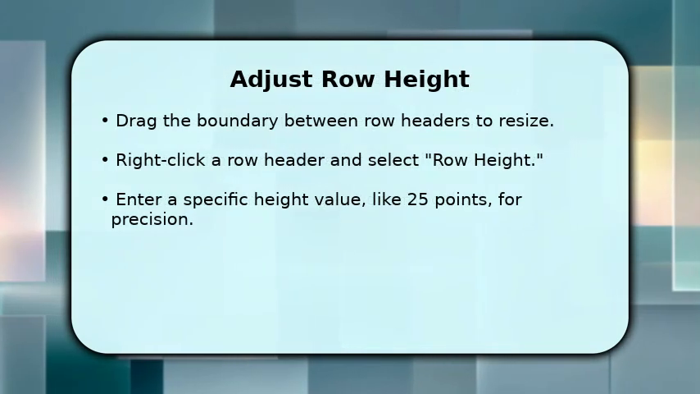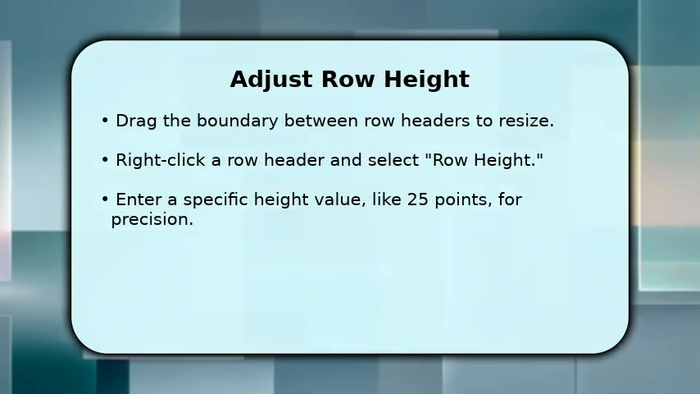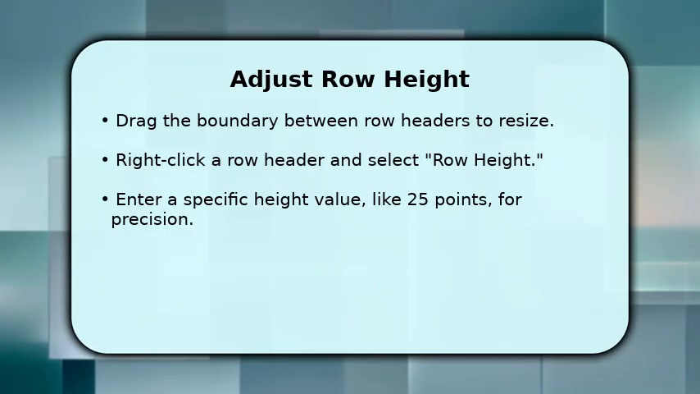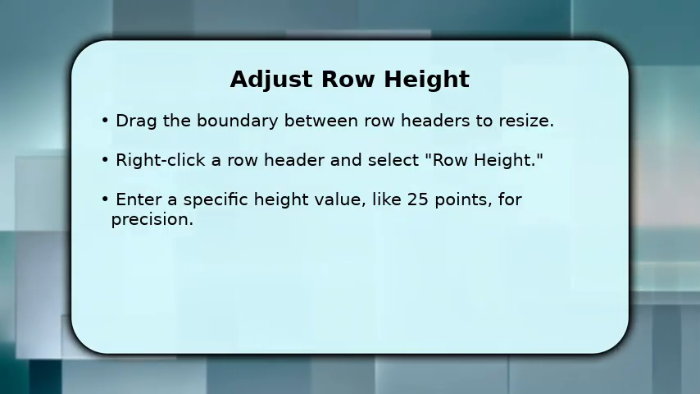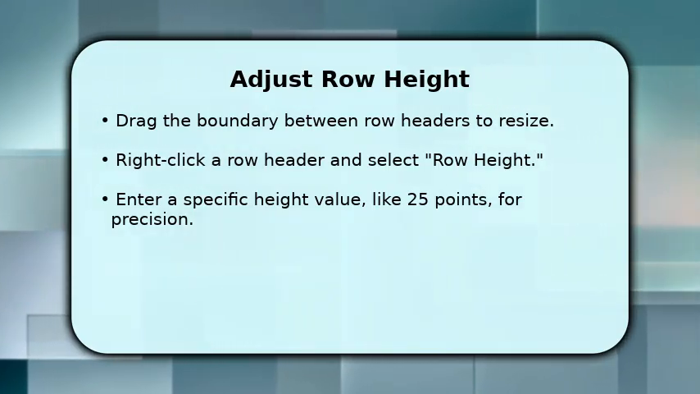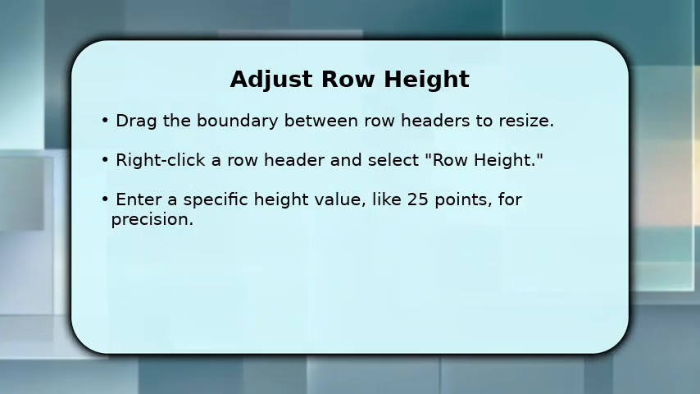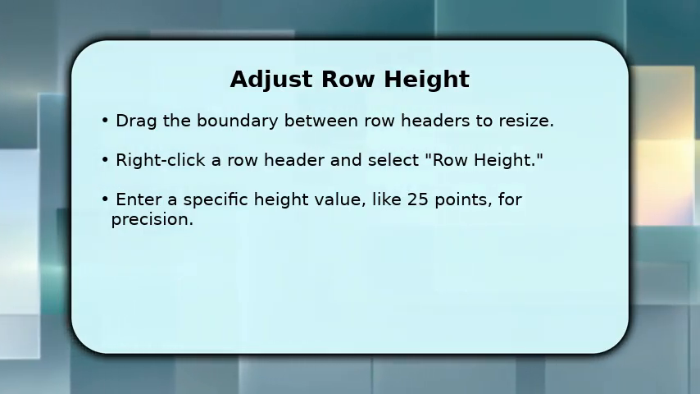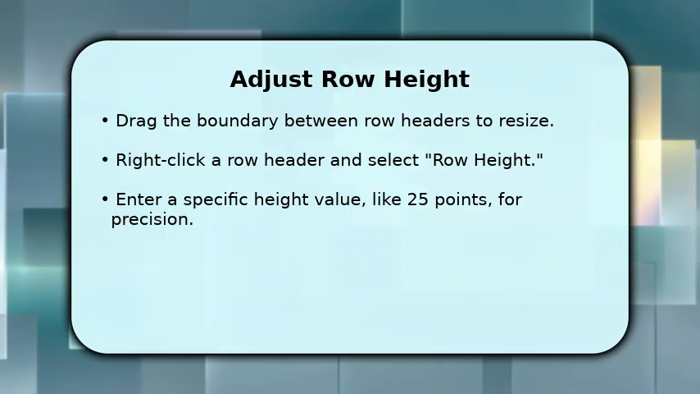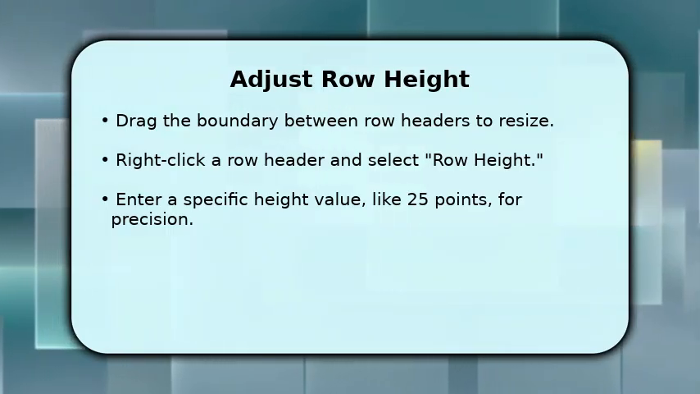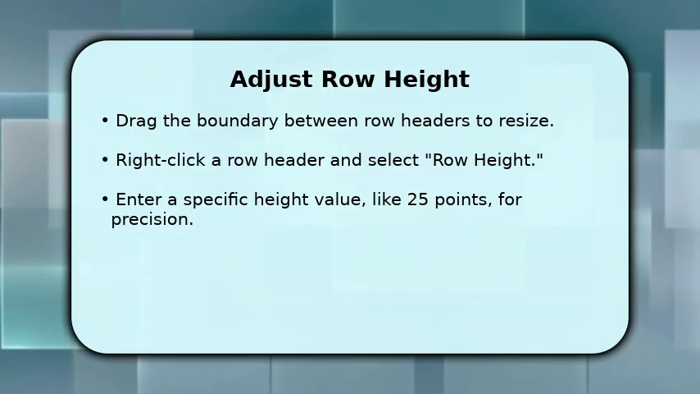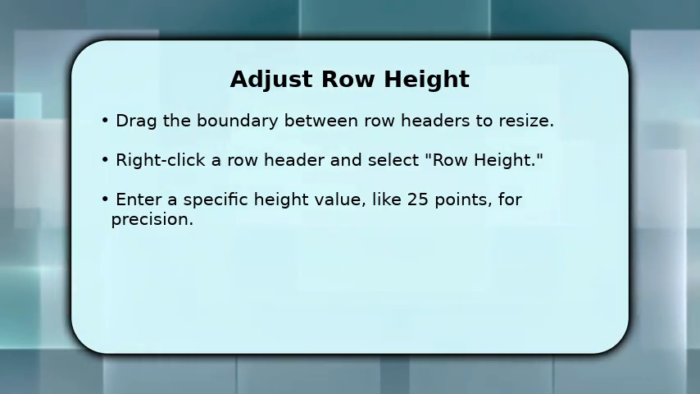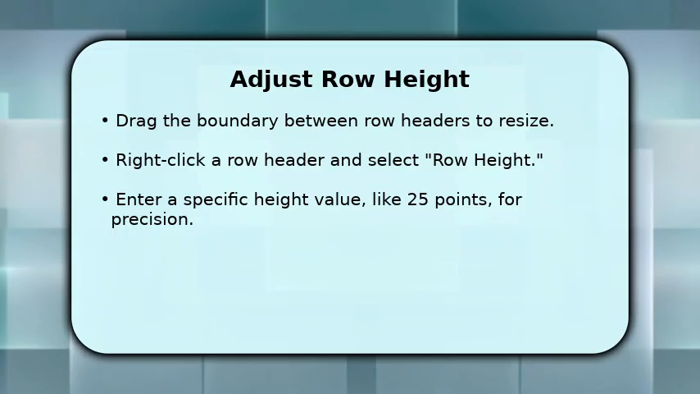To adjust row height, simply hover your mouse over the line between two row numbers in the header. Your cursor will change to a double-headed arrow. Click and drag up or down to make the row taller or shorter. For more control, right-click a row header, choose Row Height, and type in a precise number such as 25 points. This ensures consistent spacing across your spreadsheet.